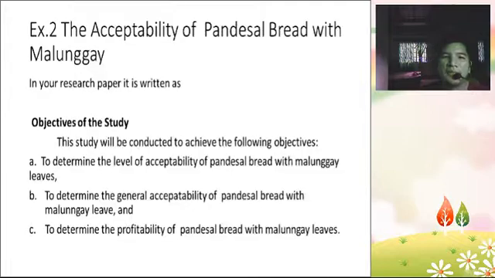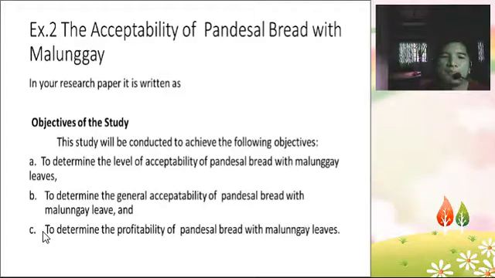Then next is another example, the acceptability of pandesal bread with malunggay. So when you write it in your research paper, isulat nyo ang objectives of the study. This study will be conducted to achieve the following objectives. Letter A, to determine the level of acceptability of pandesal bread with malunggay leaves. So nag-base ka doon sa first na statement of the problem. Then letter B, to determine the general acceptability of pandesal bread with malunggay leaves. Okay, so nag-base ka doon sa pangalawang statement of the problem.